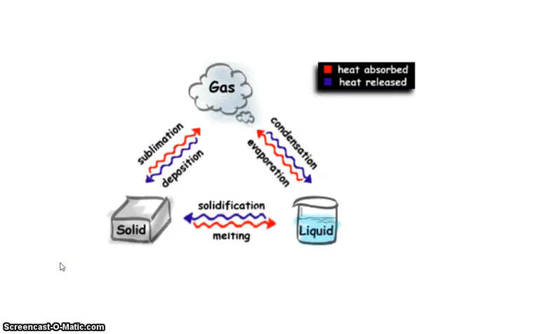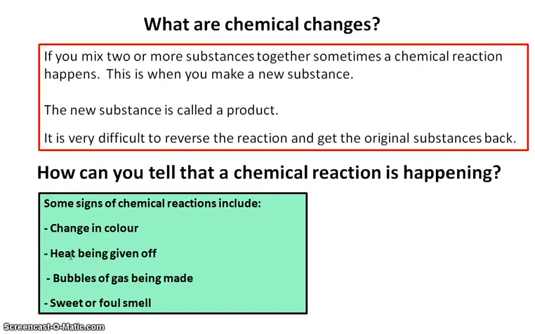Again, this is a diagram to show what's happening. You can see the red line. When the substance absorbs heat, then there's a change of state. If it loses heat, then there's a change of state as well. So just take your time, look at the graph and the diagram and understand what's happening.